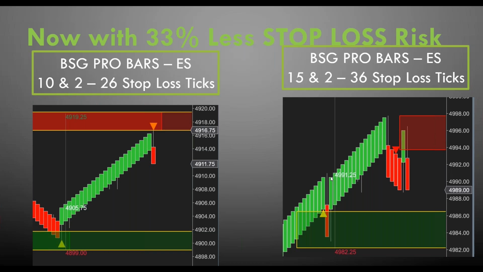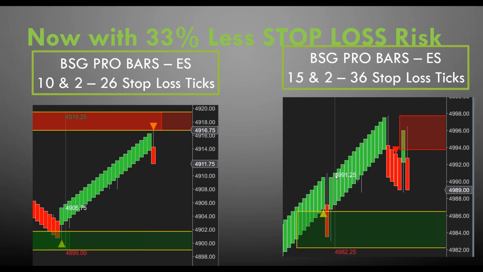But it doesn't matter when the signal appears, your stop loss always goes below the demand zone. You can see the demand zone. In this case, if you're taking the signal on 15 and 2, you are taking almost 36 ticks on average, right? 36 ticks risk on ES and CL.